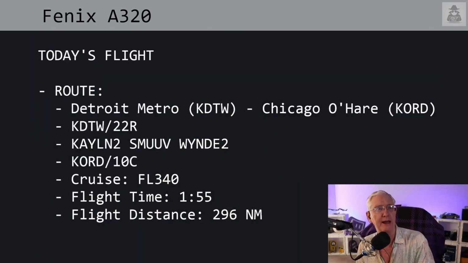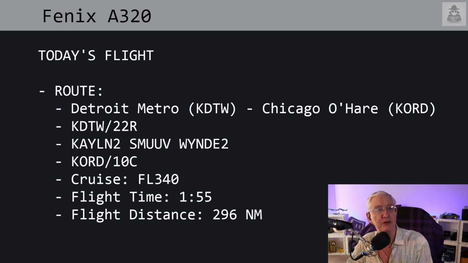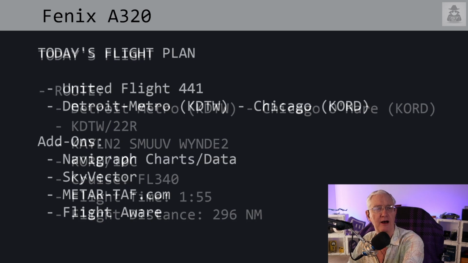This is just a real simple flight. We are at Detroit Metro, and we're going to Chicago O'Hare. Real world, Detroit's taking off on 22 right. It's a short flight. Chicago is landing on the 9s and 10s, so we'll come in on 10 center. Our cruise flight level today is flight level 340. Total time, gate to gate, is about an hour and 55 minutes, and it's about 296 miles of flying time.